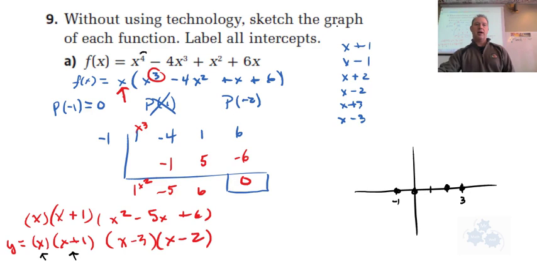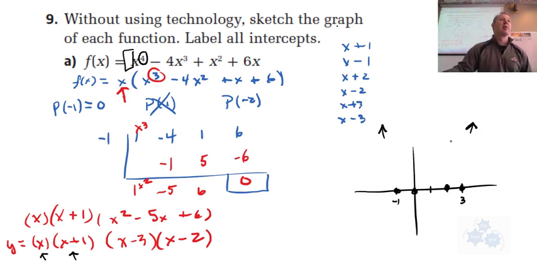Now, where's the end behavior? Well, if you look at the original function, it's even degree. So it's either going to be quadrants 1 and 2, or it's going to be 3 and 4. The leading coefficient is positive. So that means that we've got this situation happening. We've got a 2 and 1. We good with that? Okay.